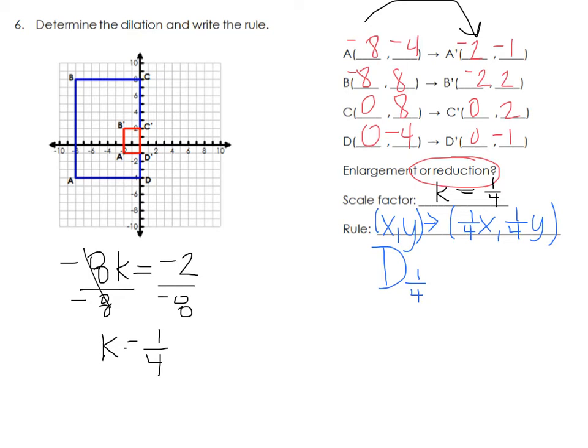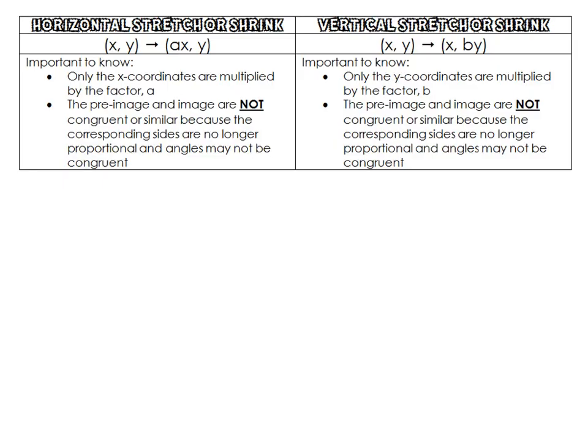If you look at all of the dilations that we've done so far, the image and the preimage, although they did not remain the same size, they did remain the same shape. So now we're going to take a look at dilations in which you are not going to have similar image and preimage. Everything so far has been similar, not congruent, but just similar. So now we're going to focus on just multiplying one of the coordinates by some scale factor.